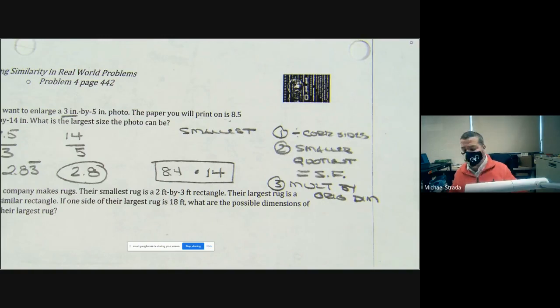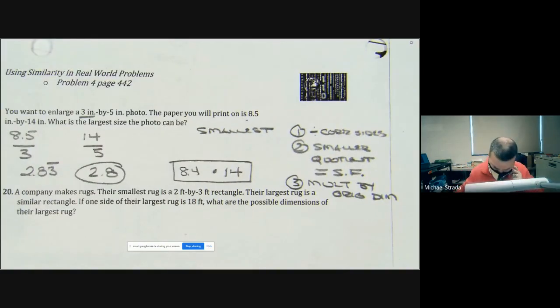Good. All right. Company makes rugs. The smallest rug is a 2x3 rectangle. The largest rug is a similar rectangle. If one side of the larger rug is 18 feet, what are the possible dimensions of the longer rug?